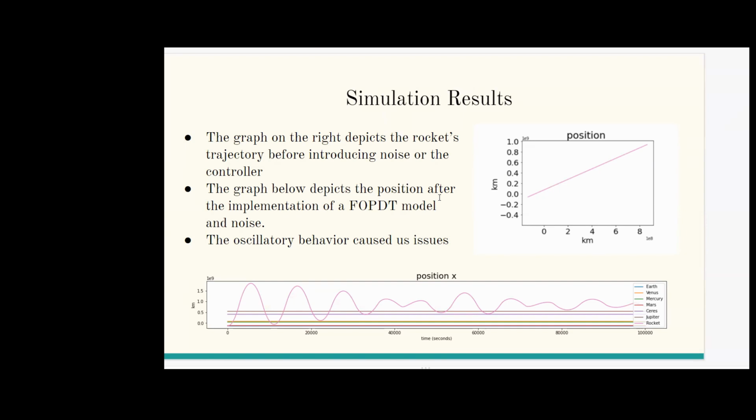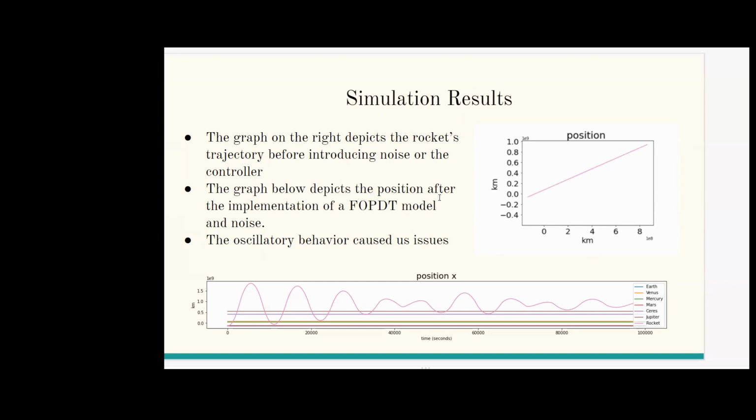With very little effect of outside sources, we have that graph on the right where it just goes in a straight line, which makes sense because as the thrust goes out the back, the rocket goes forward.